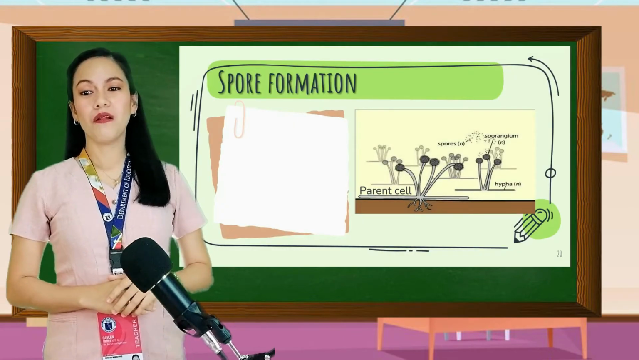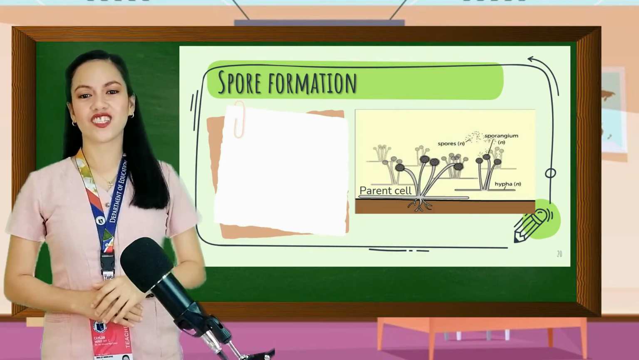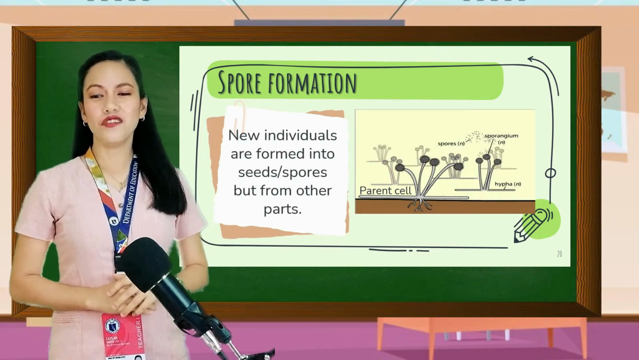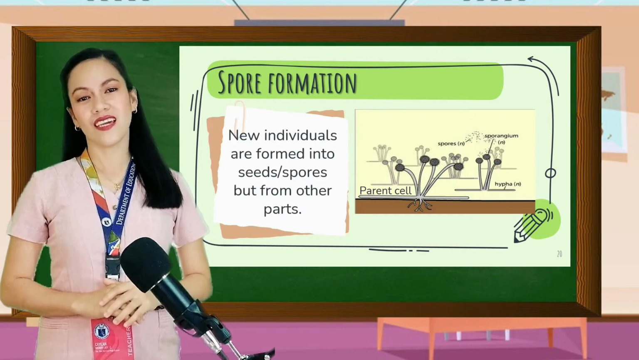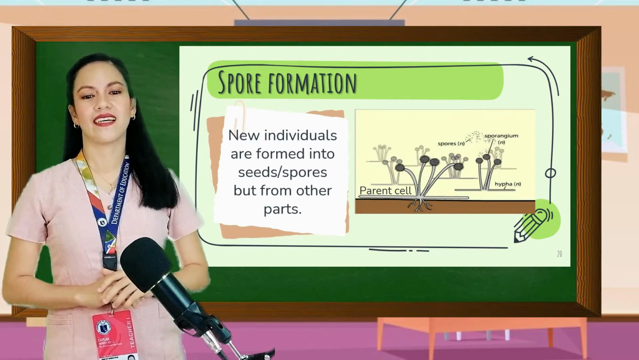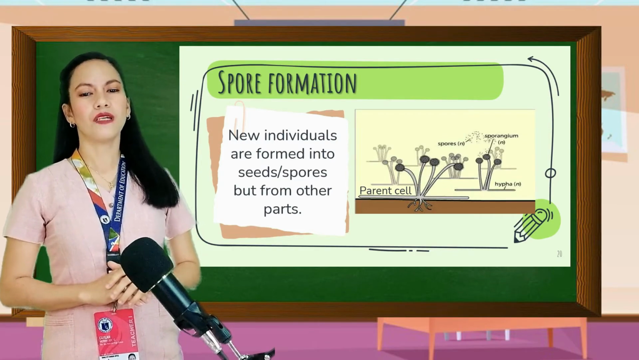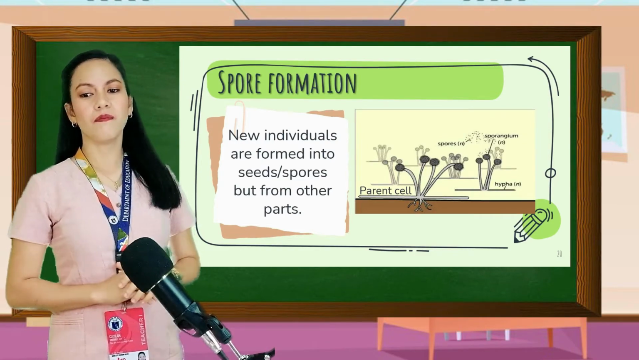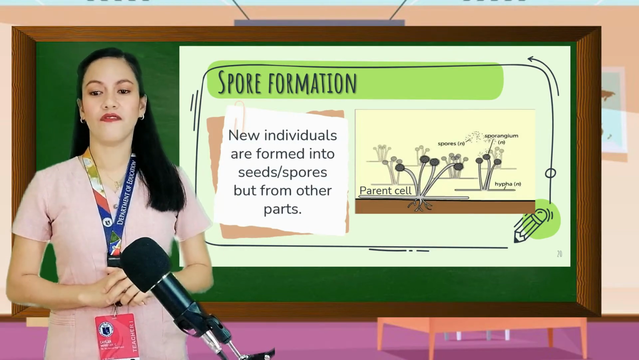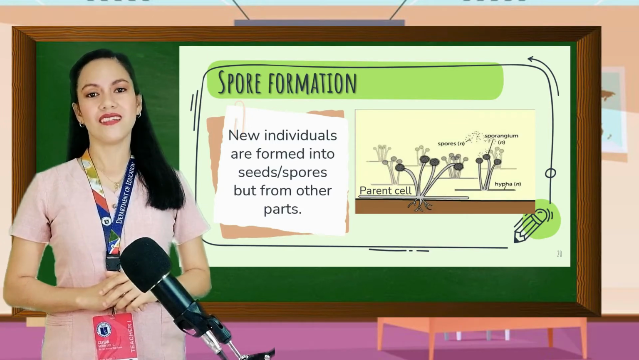Another type of asexual reproduction is spore formation, a reproduction that happens among molds and fungi. The new individuals are formed into seeds or spores, but from the other parts. Fungi develop a spore case that opens and releases spores that are carried by wind or water. When these spores land on a favorable environment, it grows into another organism.